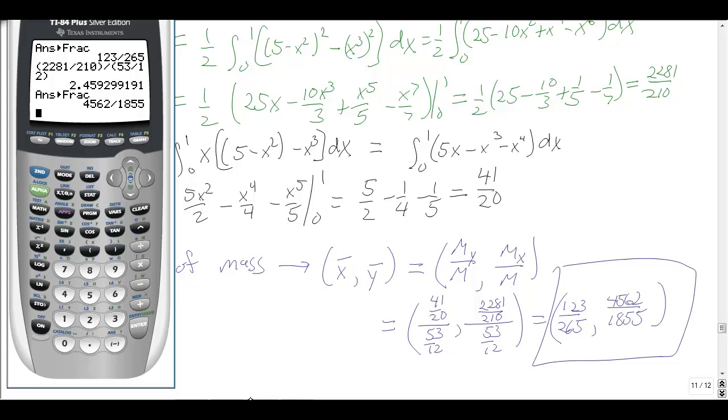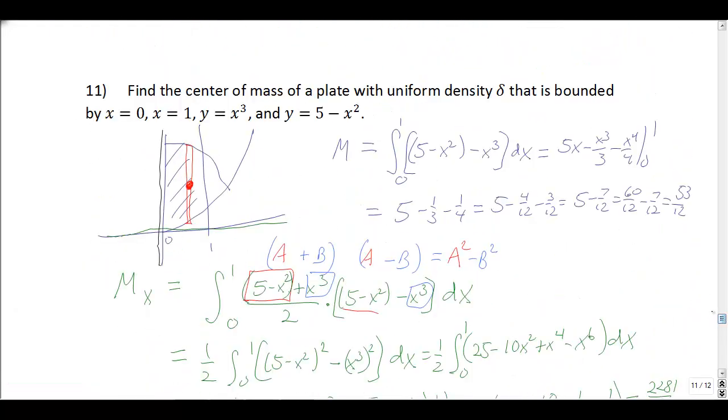4562 over 1855, that was like 2.45, maybe like 2.5. Let's see. Here we said at this point we had a 1 is x cubed and a 4. Total height is 5. That's about in the middle of the y range as well. So that seems like a plausible answer.